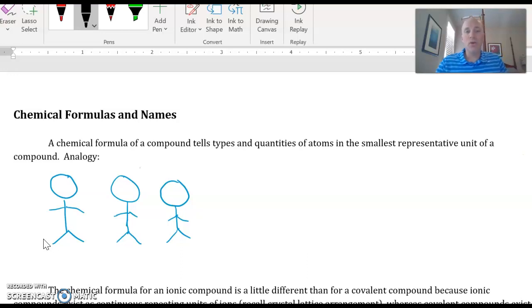All right, in this unit, we're going to go a little bit more in depth in terms of chemical formulas and names, and talk about some things that you might or might not have thought about before. All right, so first of all, what is a chemical formula? The technical definition of a chemical formula is that it's an expression that tells you the types and quantities of atoms in what is called the smallest representative unit of a compound.